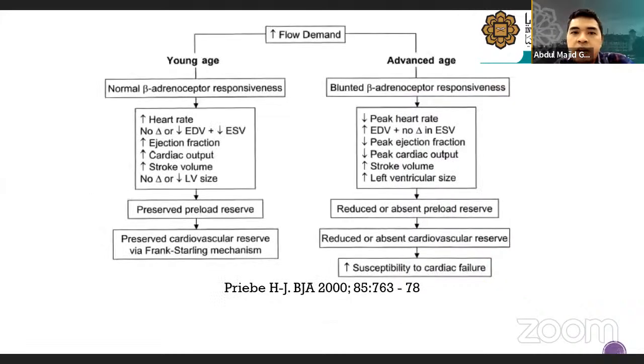So what happens if there is bleeding that needs increased flow demand? In advanced age, there will be blunted beta adrenoreceptor responsiveness, hence resulting in reduced or absent preload reserve, reduced or absent cardiovascular reserve, and they are at increased susceptibility to develop cardiac failure.